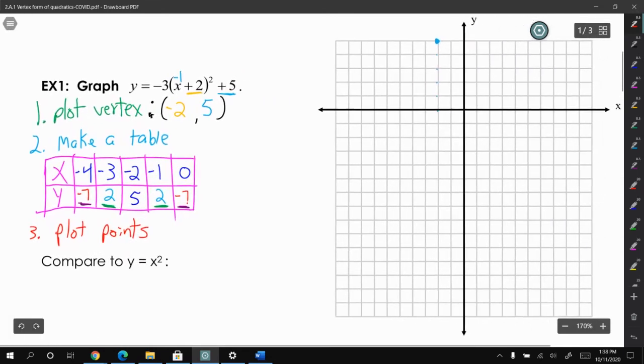So we already have the vertex plotted, then -3, 2, and -1, 2, and then -4, -7, and then 0, -7. So this looks like that.